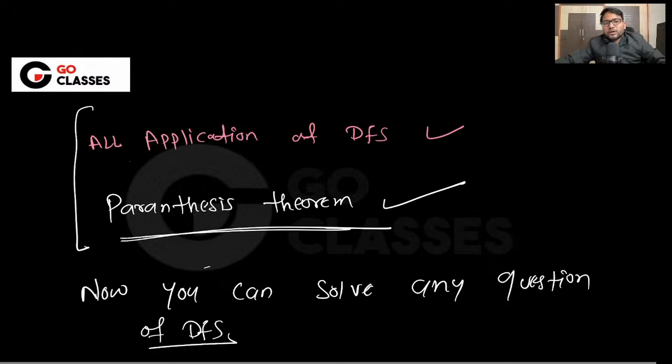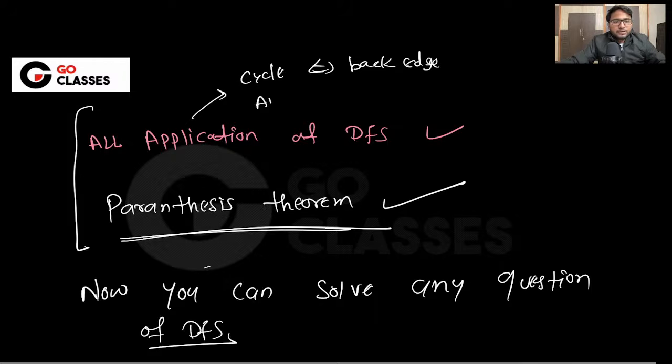Now we have seen when there is a cycle: whenever there is a back edge, right? Back edge. What is the other application we have seen? Articulation point we have seen. What is the other application that we have seen? Tell me. What was the first application? I mean, the second application we have seen. It was topological sort, right?